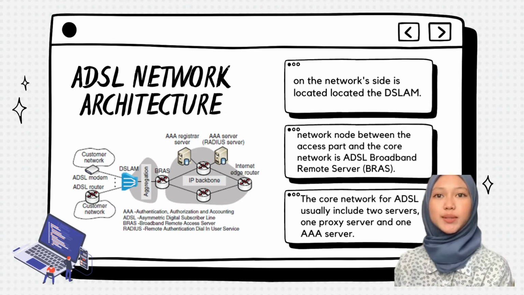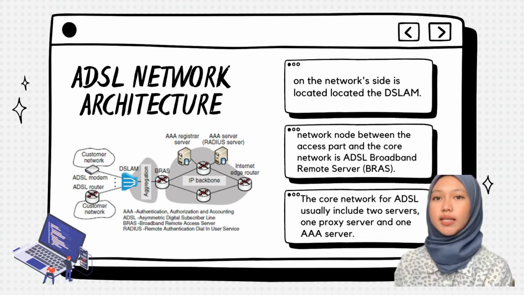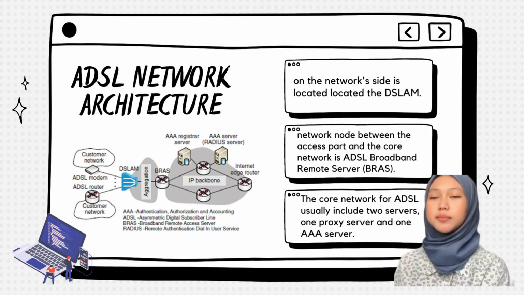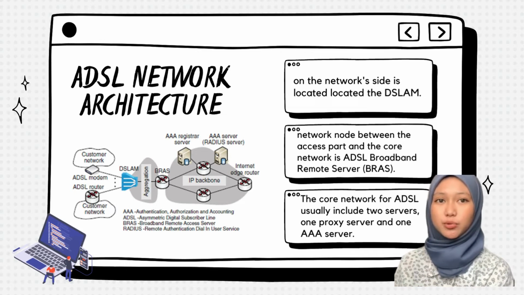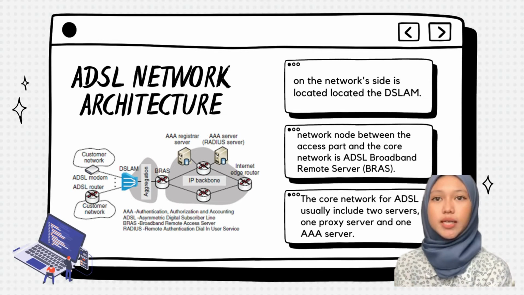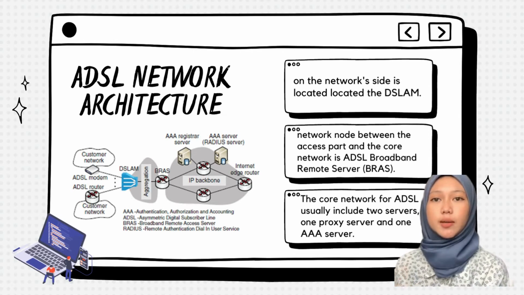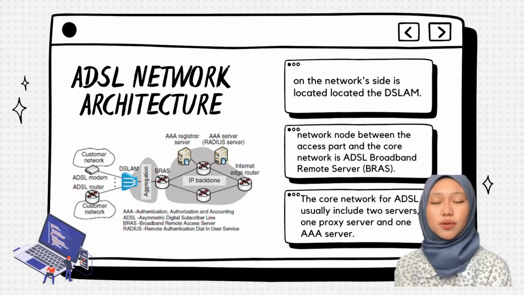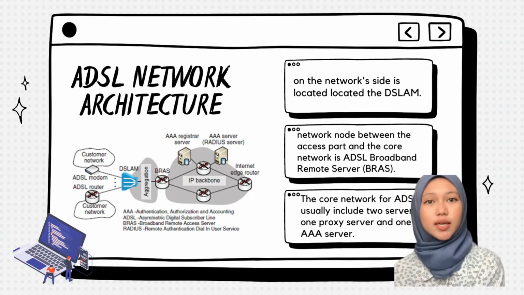Next, the network node between the access part and the core network is the ADSL broadband remote access server, or we call it BRAS. In fact, BRAS is a router which is responsible for routing traffic between the DSLAM-enabled access network and the core IP network of the operator, for example, the internet service provider. It performs aggregation of user sessions from the access network and vice versa.